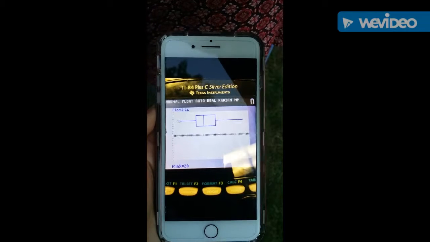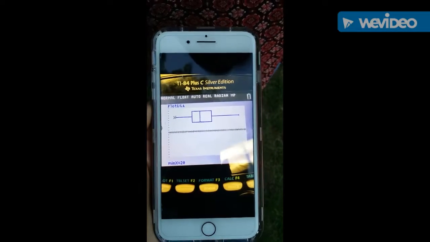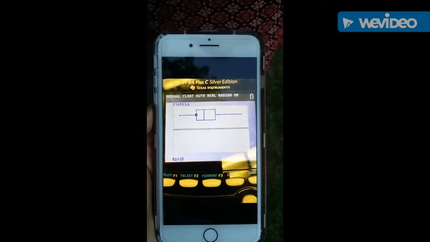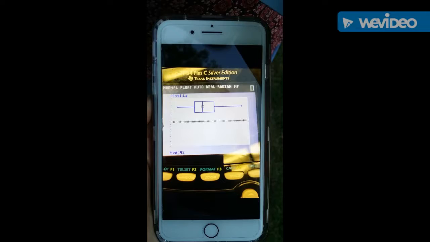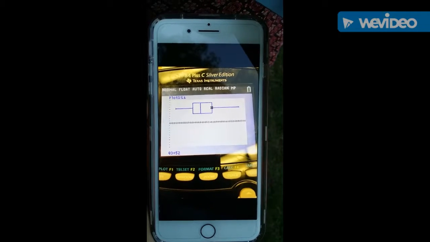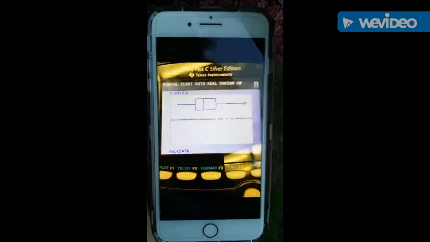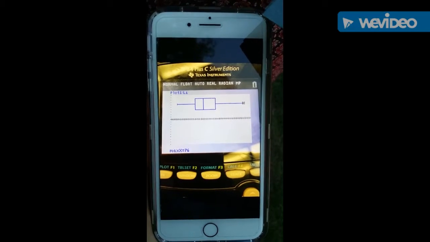So for our first graph, we did box and whisker. The minimum hours of sleep was 20. The first quartile was 35 hours. The median was 42 hours. The third quartile was 52 hours. And the maximum hours of sleep per week was 76.